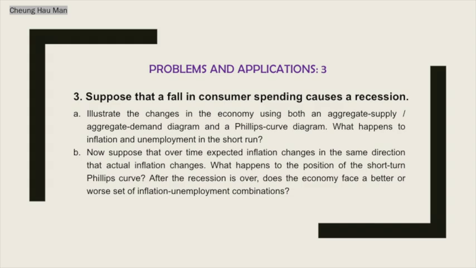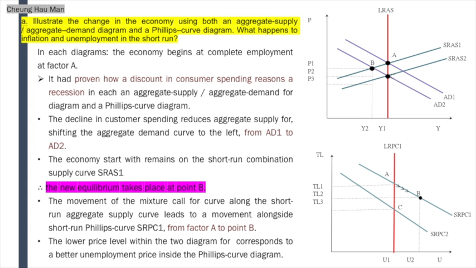I'm John Hellman from Group D. My question is the third question from Chapter 13. Suppose that a fall in consumer spending causes a recession. I'm going to start with Part A first. Illustrate the changes in the economy using both an aggregate supply and aggregate demand diagram and a Phillips curve diagram. What happens to inflation and unemployment in the short run?